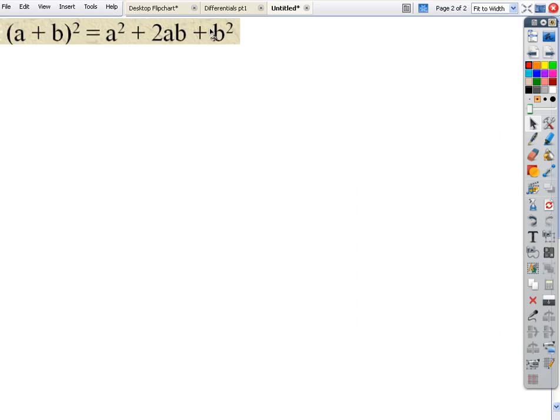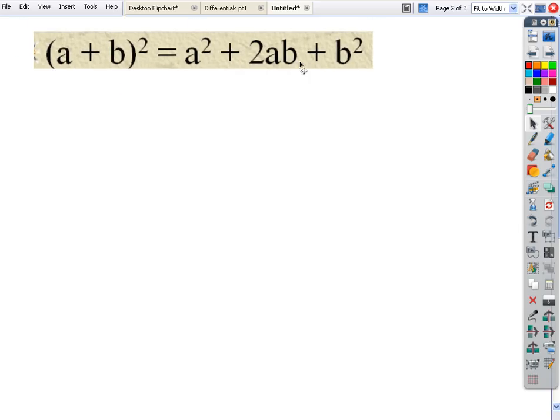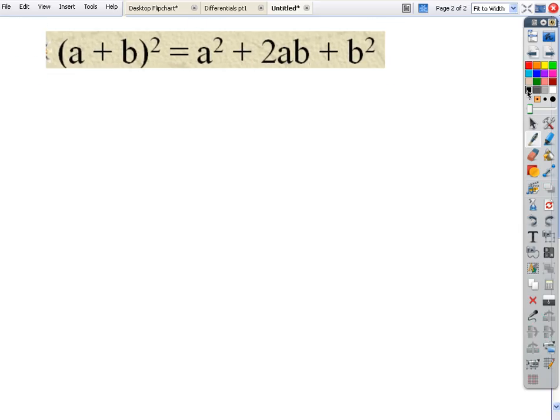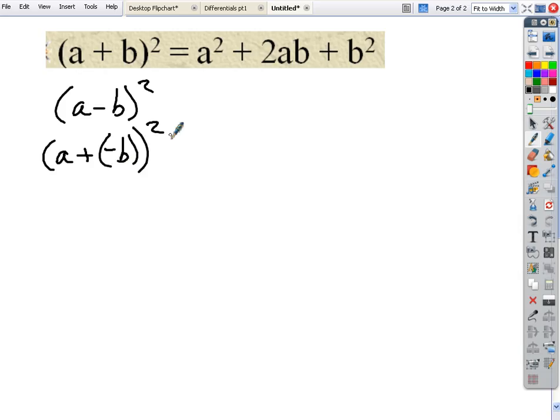Okay, so let's take this pattern, and if I want to get the pattern for a minus b squared, isn't that just the same thing as a plus negative b squared? Okay, so all we have to do is substitute. We have to substitute a negative b for every place that we see a b up here. And that gives us this pattern. Because a plus negative b is the same thing as a minus b, right? It's a good trick. So what does that give us?